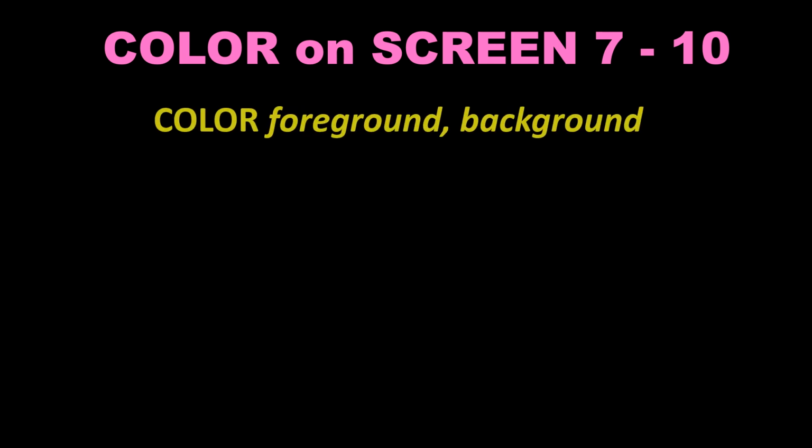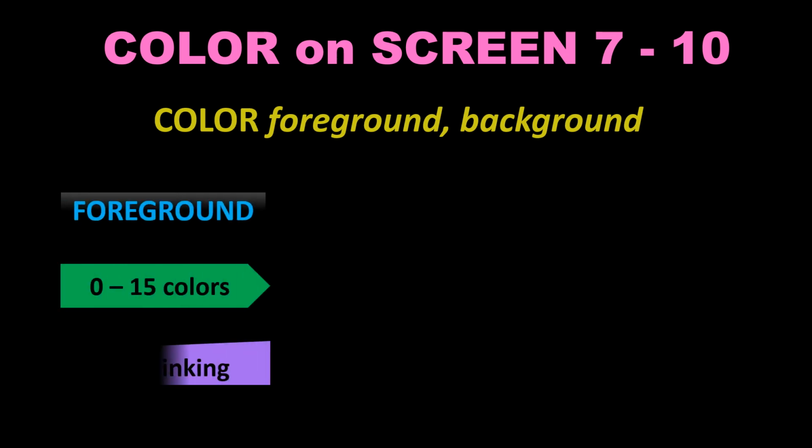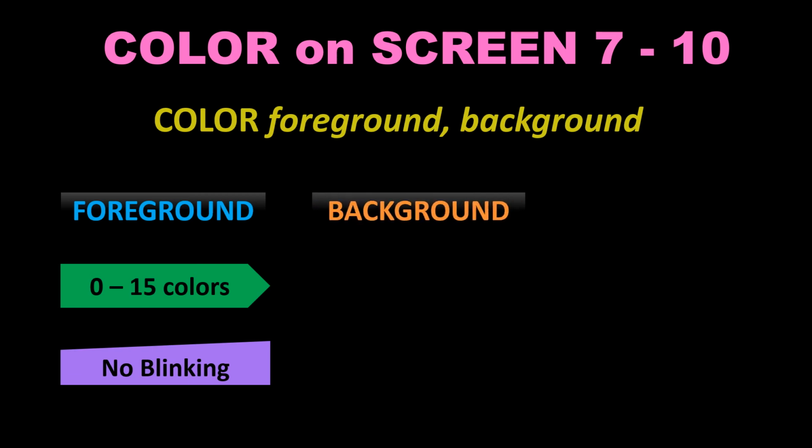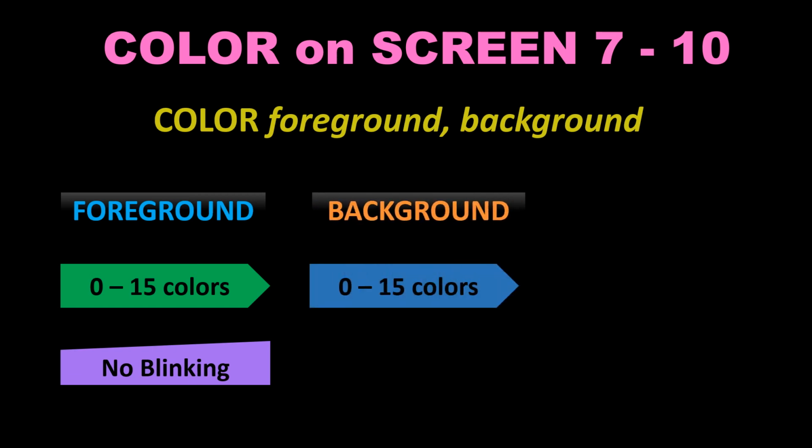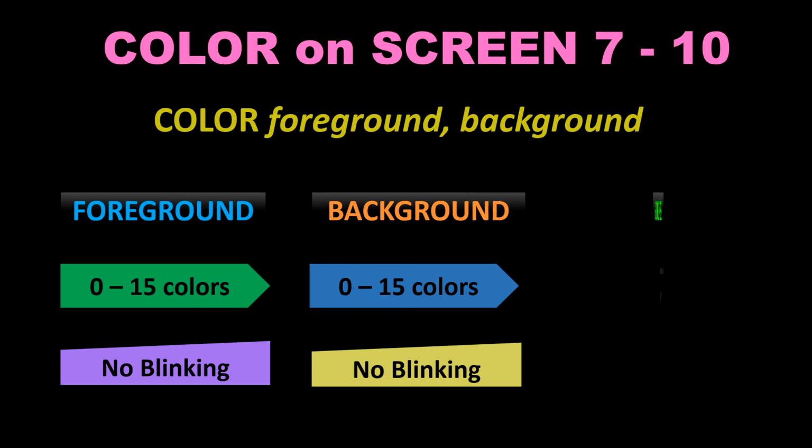On screens 7 to 10, the color statement has the following syntax: color, foreground and background. For the foreground, you can choose any of the 0 to 15 colors without blinking. For the background, again, you can choose any of the 0 to 15 colors. Blinking is not allowed. And there is no borderline color for screens 7 to 10.